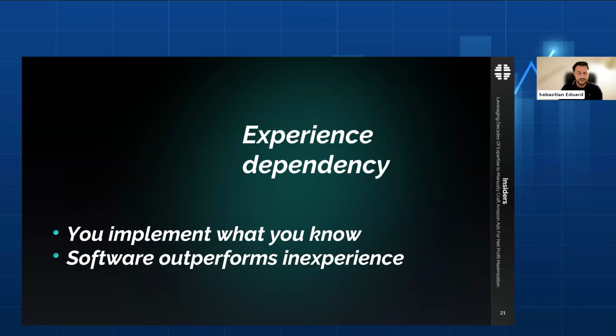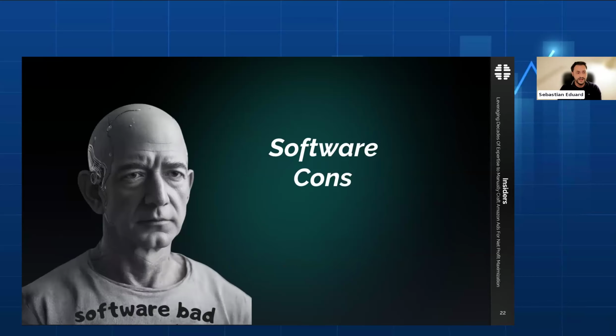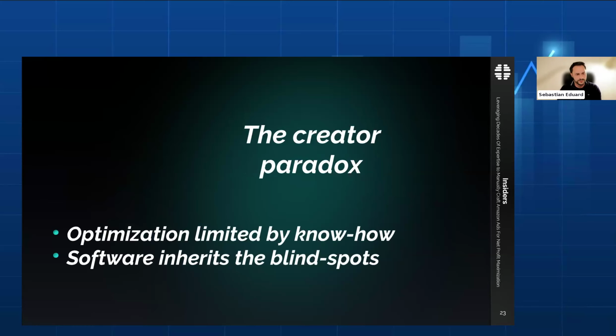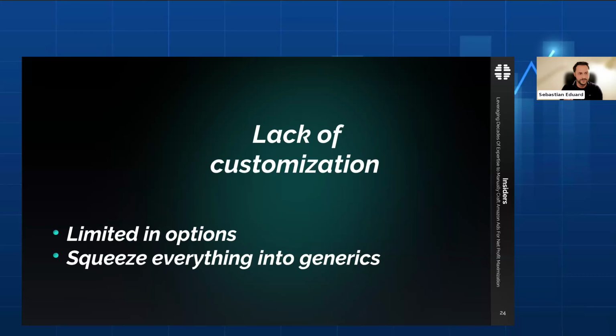These manual limitations are real and significant, but at the same time, software has fundamental limitations that become apparent once you dig a bit more into performance outcomes. Software optimization is limited by the knowledge and experience of whoever built the algorithm. If the creators lack deep selling experience, the software inherits those blind spots. Most automation tools offer just limited customization options. Your unique business circumstances, profit margins, strategic goals, all get squeezed into a generic optimization formula.